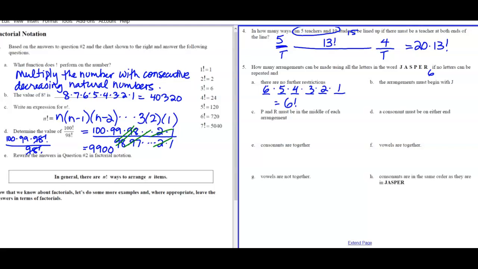Now the next one says it has to start with J. So 1, 2, 3, 4, 5, 6. This I probably wouldn't show that out necessarily, but this I will. The first letter has to be a J. Okay? So there's only one J to choose from. So only one option for that. And you've used the J up. So now there's only 5 letters to arrange in the remaining positions.